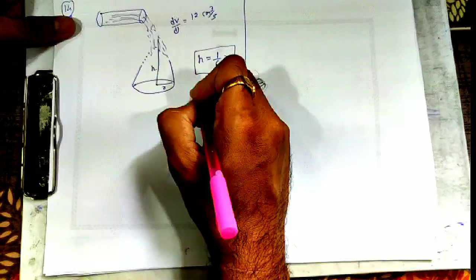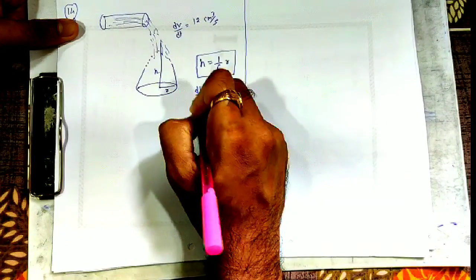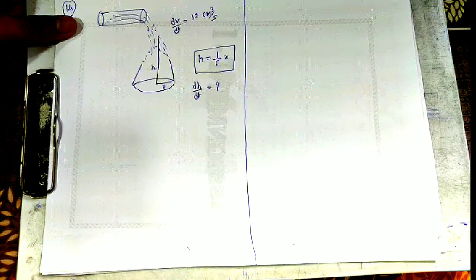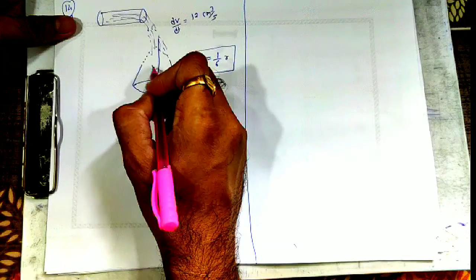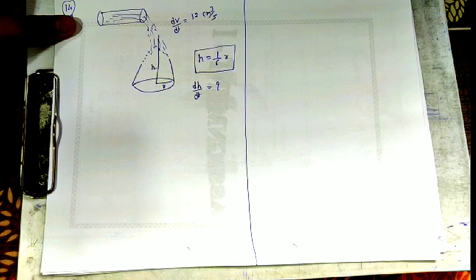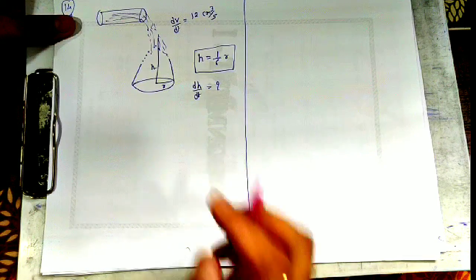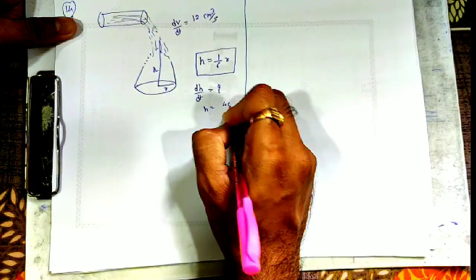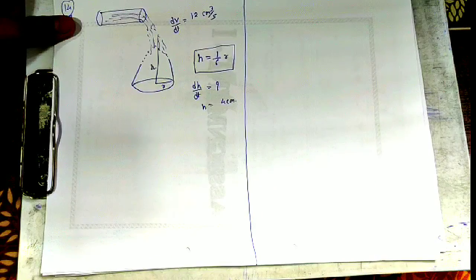So what you have to find? dh by dt. How fast the height of the sand cone is increasing. This is our sand cone and the height is h. So you have to find the rate of change of height, dh by dt, when the height is 4 centimeter. This is your question.